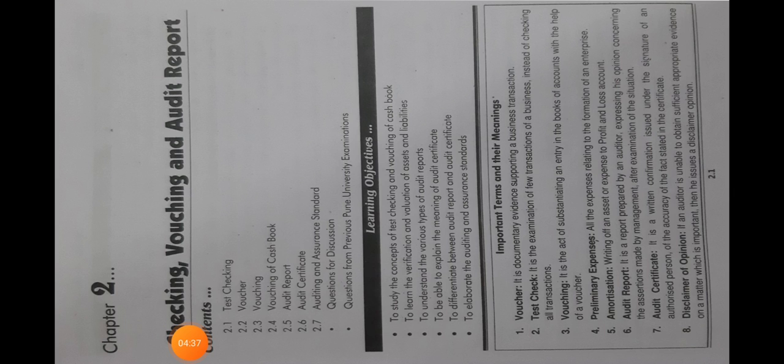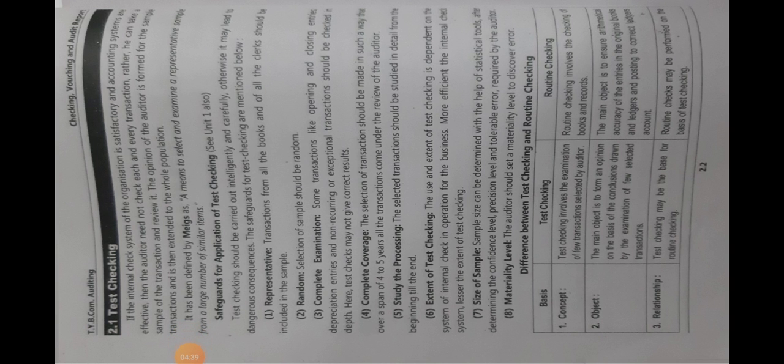Now we will go to the next thing. Now we will start with the test checking part. If the internal check system of the organization is satisfactory and accounting systems are effective, then the auditor need not check each and every transaction. Rather, he can take a sample of the transactions and review it. The opinion of the auditor is formed for the sample transactions and is then extended to the whole population.